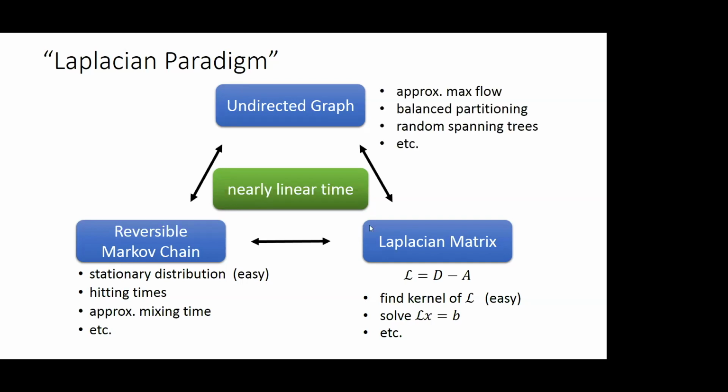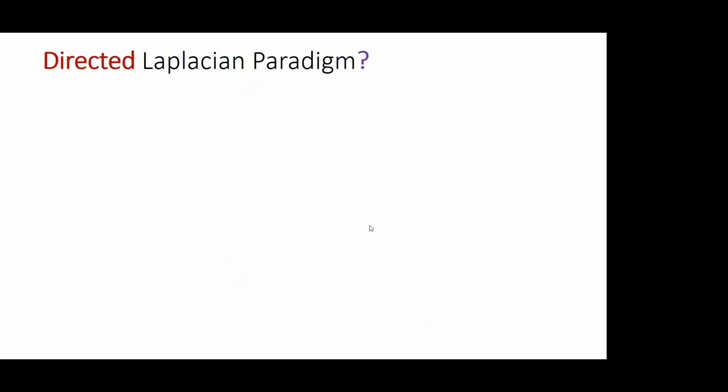And then finally, from the combinatorial, undirected graph perspective, you can solve problems like approximating max flow, balanced partitioning, computing uniformly random spanning trees of a graph, and various other problems. This naturally raises the question: if this approach has worked so well for finding fast algorithms for undirected graphs, can we do the same for directed graphs and come up with a directed analog of the Laplacian paradigm? So what might that look like?